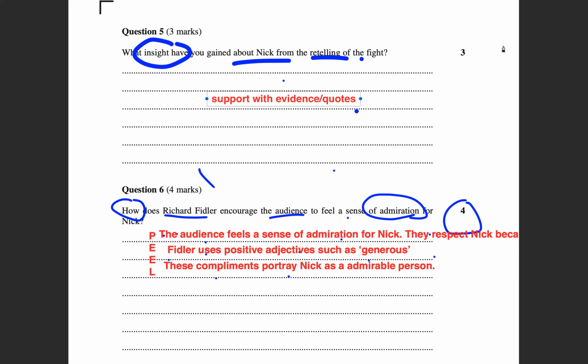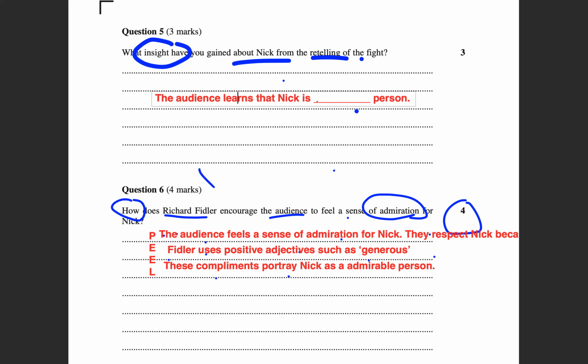So that's 3 marks. Now, even though this is not a technique question, you still need to include evidence. And you do need some sort of structure. So you do need to begin with something like, I learned, or you can say we learned, or you can say the audience learns that Nick is a certain kind of person. Okay? So you need to open up with your topic sentence to describe his character.